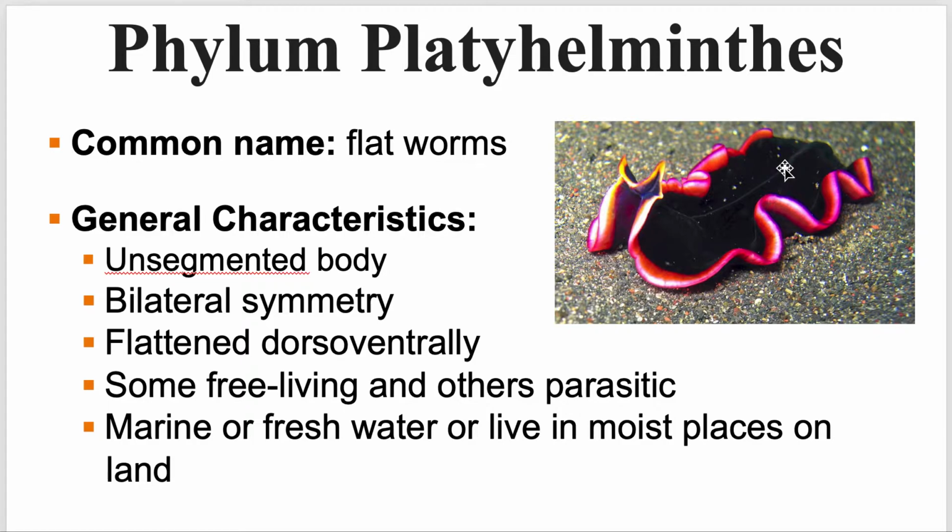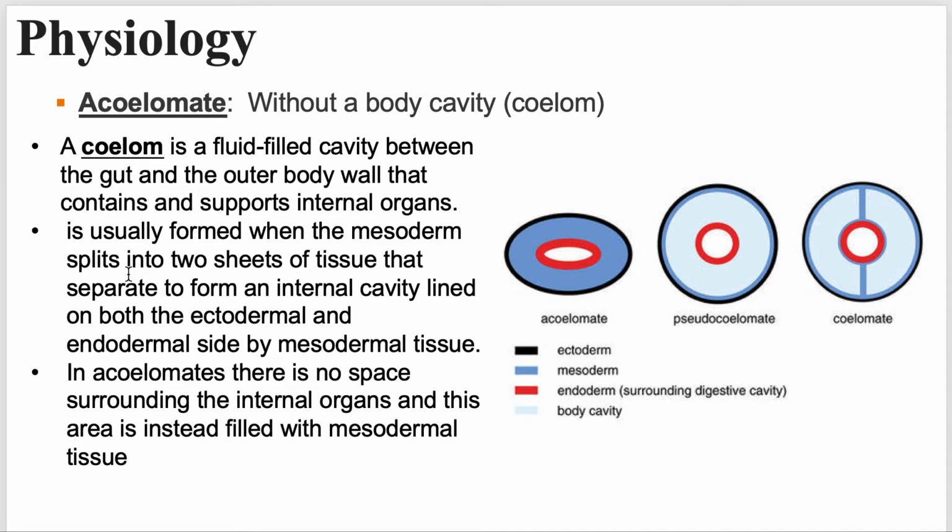So some are considered free living and others are going to be parasites, and they'll be found in marine or freshwater or live in moist places on land. But they're going to be somewhere where there's some water, right? For physiology or anatomy of them, they're acoelomate, meaning they don't have a coelom, so they do not have a body cavity. So each of our worm phyla, each one's different.